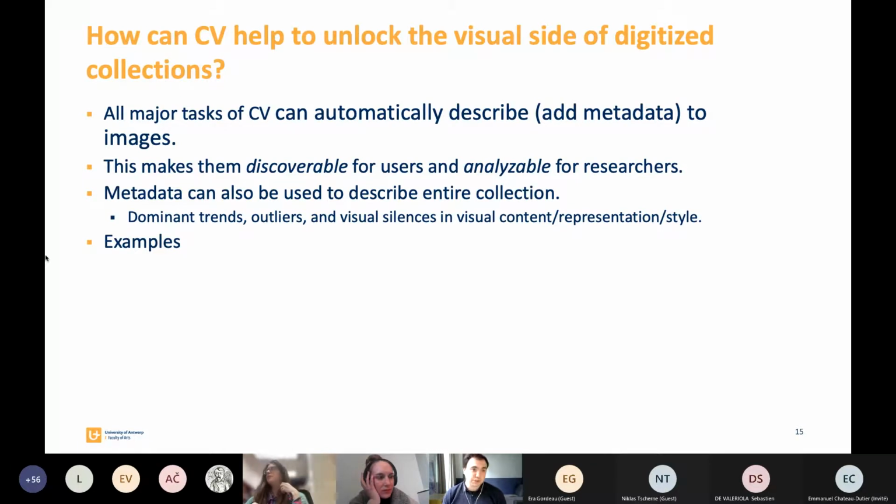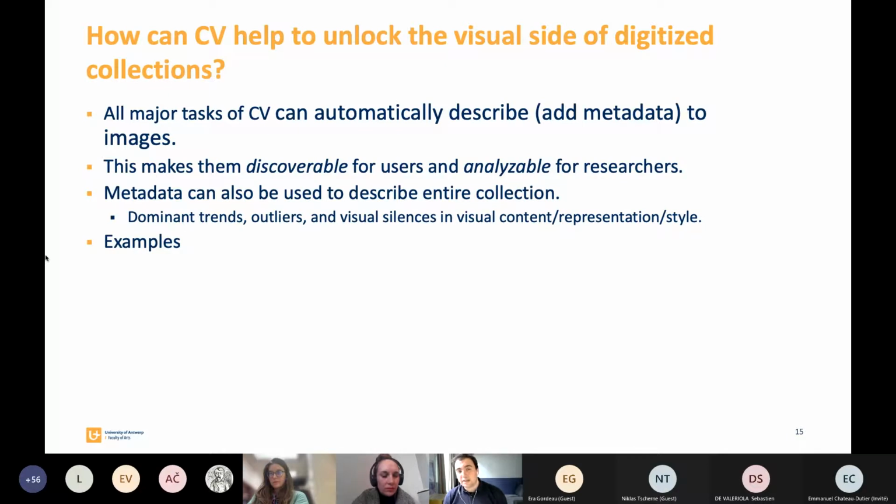I think that, most importantly, or at the most basic level, all major tasks of computer vision, so image classification, object detection, and scene detection, can be used to automatically describe, so add metadata, in fact, to images. And this new metadata makes them discoverable for users that want to use the collections of heritage institutions, but also analyzable for researchers such as myself.